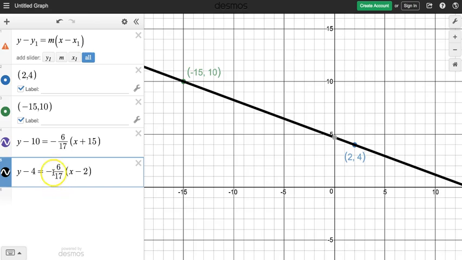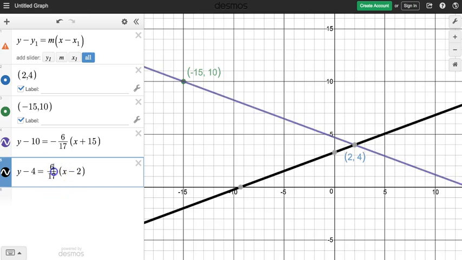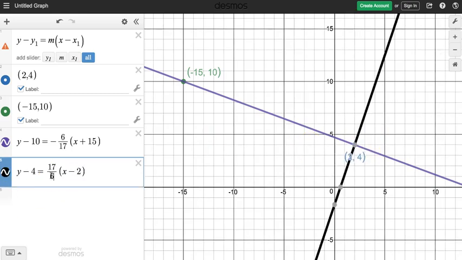So first of all, let's make it opposite. Let's get rid of the negative. And then I've got to flip it. I've got to go 17/6. Okay, look at that. 90 degrees right there. Perpendicular and through the coordinate point 2 and 4.